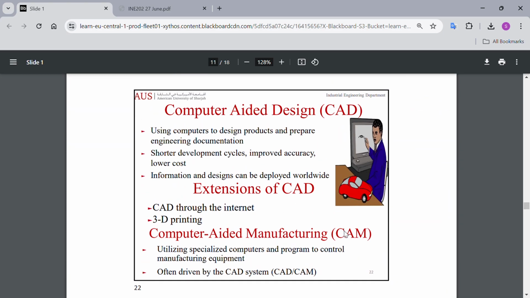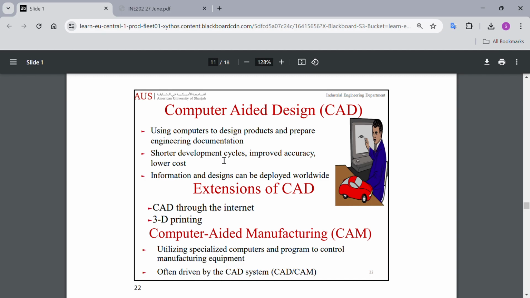So CAD basically is using computers to design products and prepare engineering documentation. We can use software such as AutoCAD, other software that are available, 3D softwares, and many computer-aided design softwares that are available now, and most of them do the job. But the important thing is that we need to first have a design. So they provide shorter development cycles and improved accuracy.